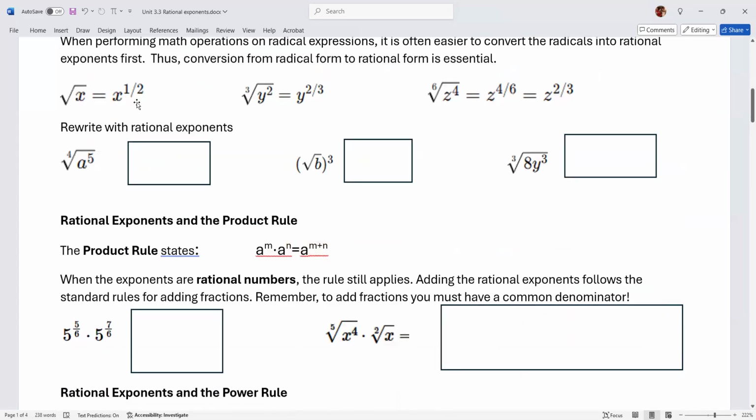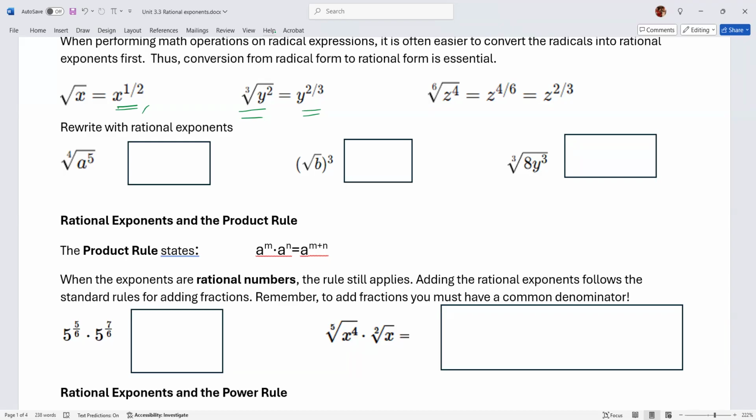So when you're doing operations on radicals, it's easier to use the rational exponents. In these examples, I'll take it from the radical form into the form that uses the rational exponent. These are just converting in the other way. So the square root of x is x to the 1/2. The cube root of y squared would be y raised to the 2/3. Again, the bottom number, the denominator, is the root. And the sixth root of z to the fourth would be z to the 4/6.